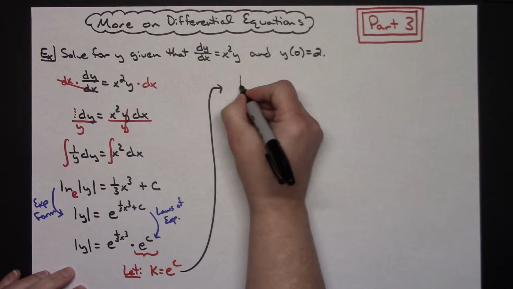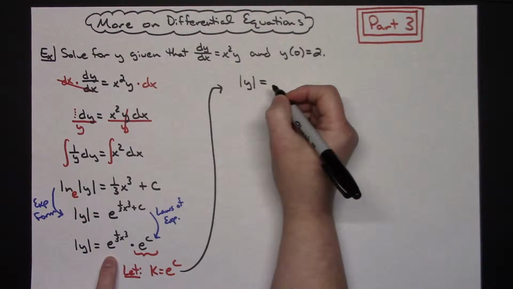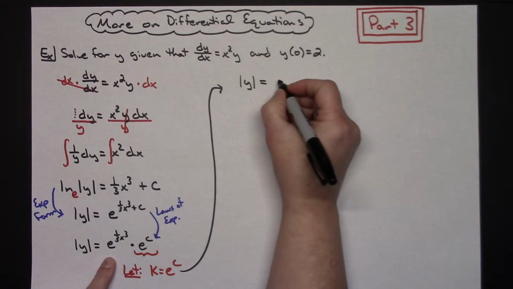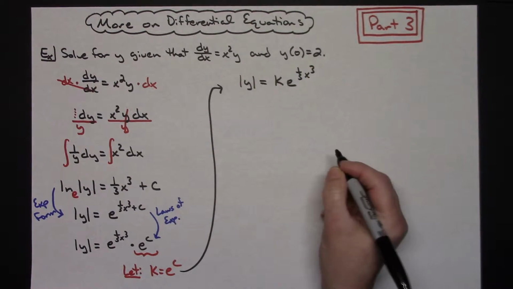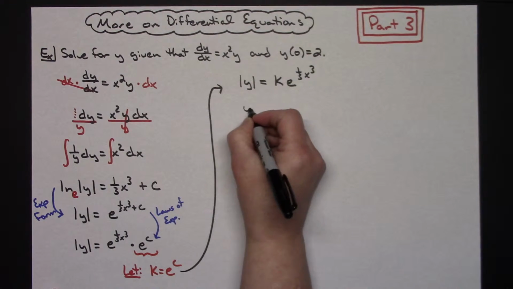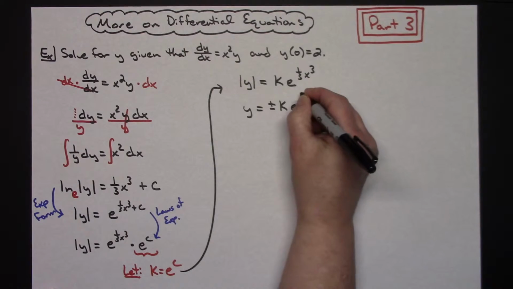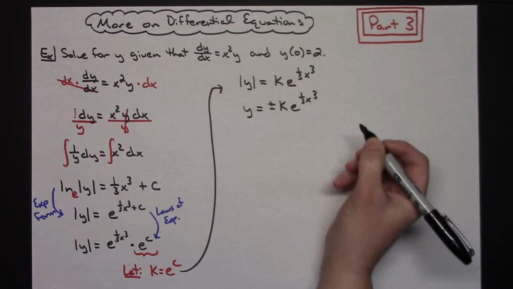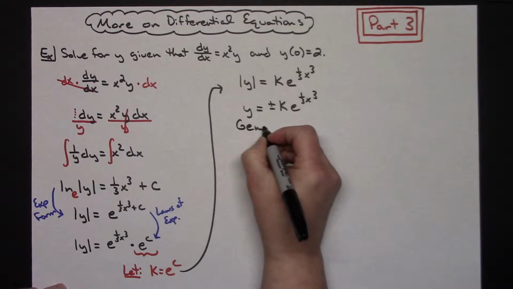I'm going to have the absolute value of y equal to, I'm going to put my k in front so it looks like a coefficient. So I'm going to have k e to the 1/3 x to the third. I need to completely solve for y, so I need to get rid of those absolute value bars, so I can add a plus or minus to the other side. So I'm going to have y equals plus or minus k e to the 1/3 x to the third.